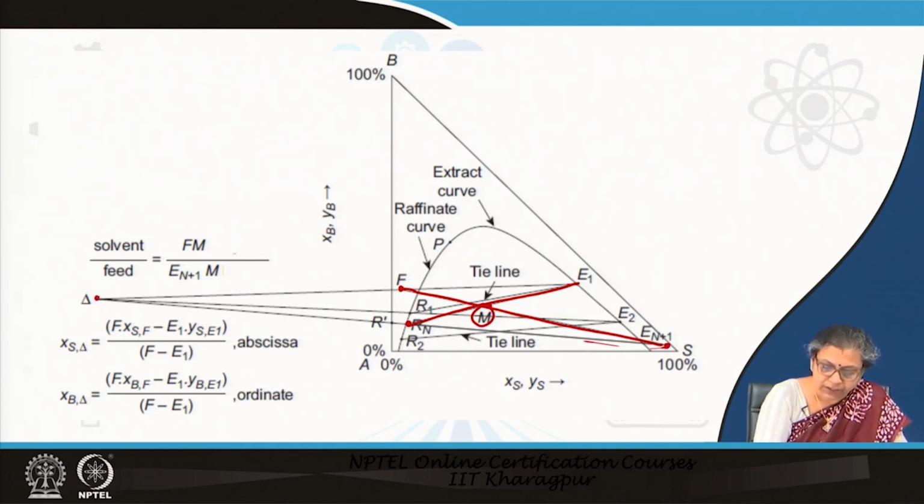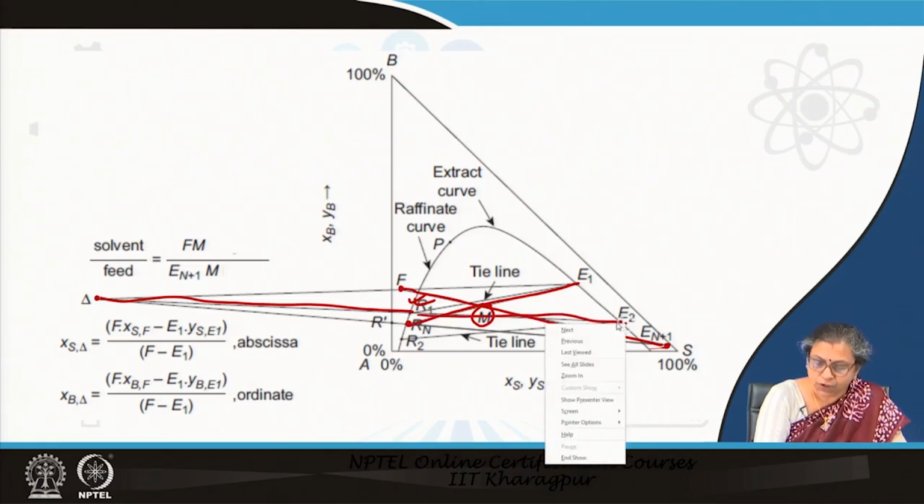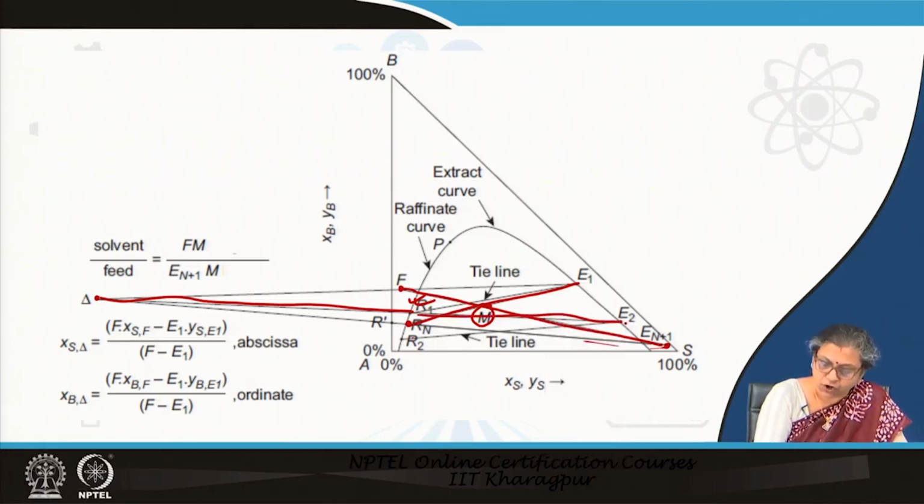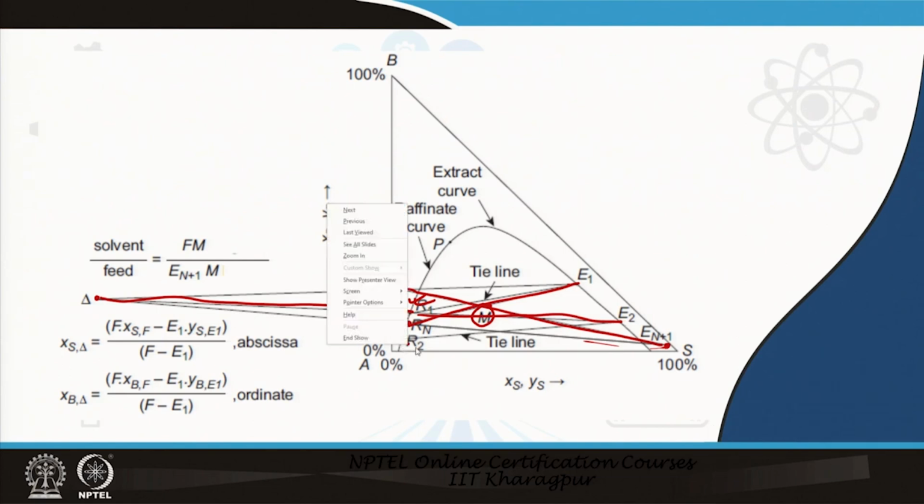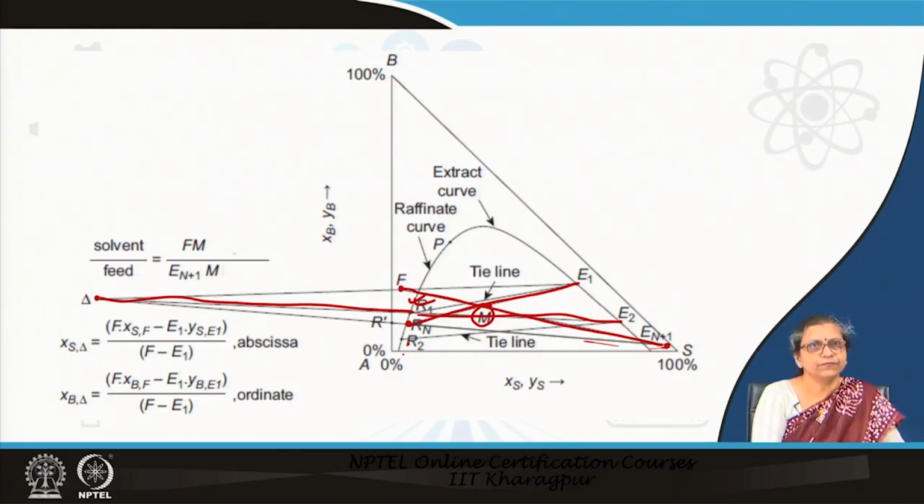Then from E1 you have dropped a tie line, you get R1. From delta to R1 extended, you get E2. From E2 again you draw a tie line, you get R2. In this particular case we find R2 is less than Rn. So, therefore, we stop the construction here. So, this is the thing that you need to do.